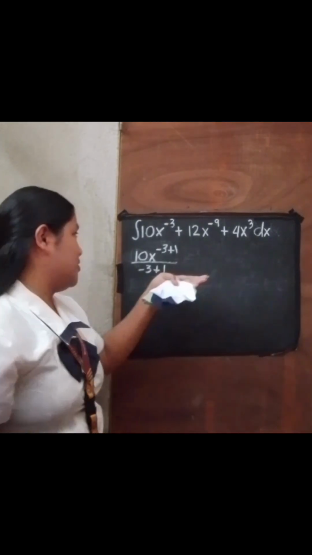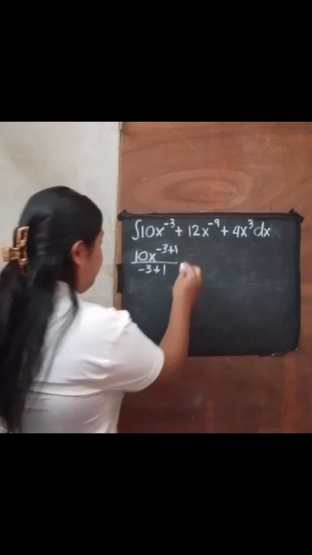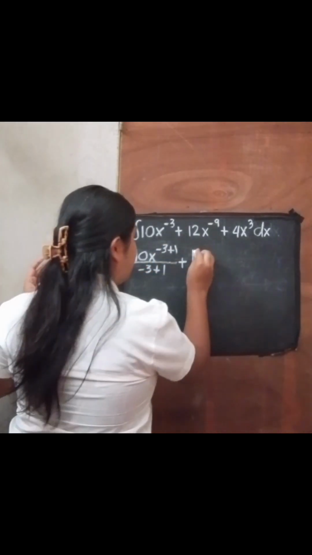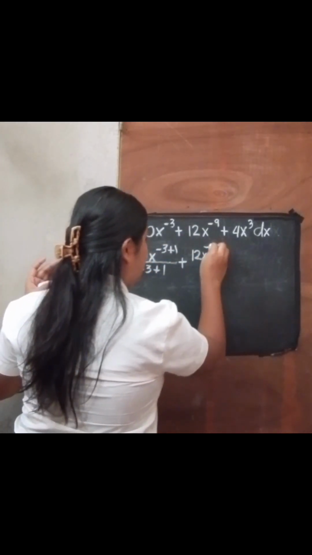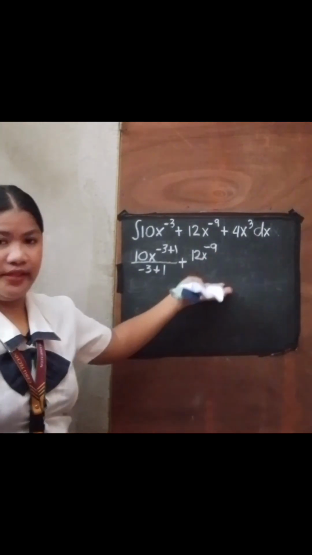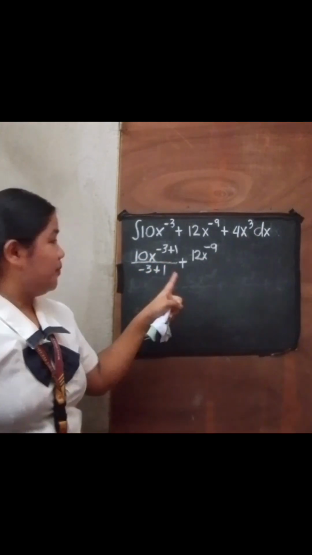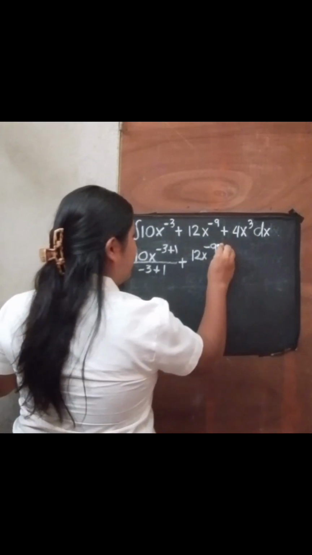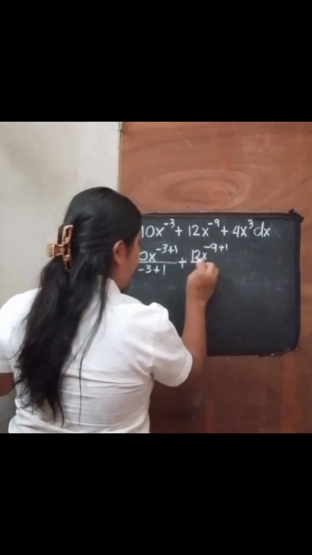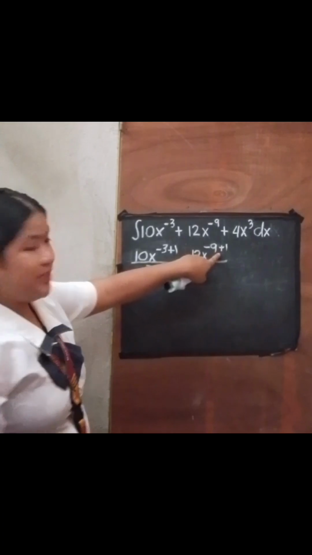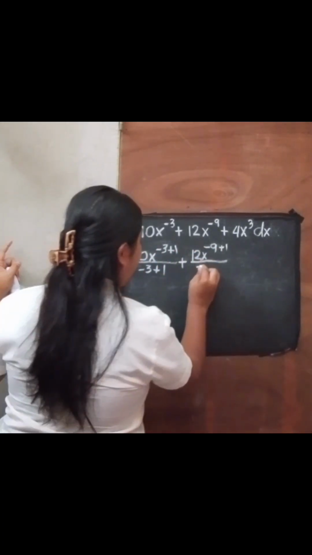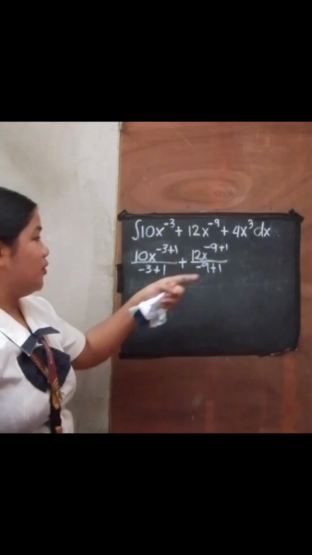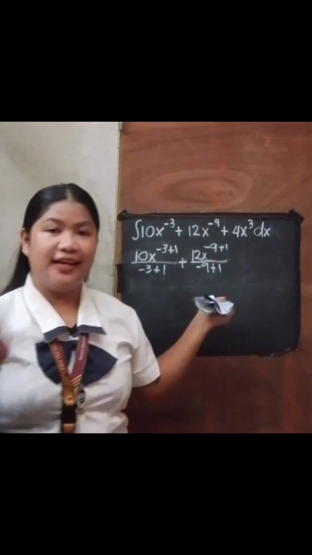So we are done with the first term. Now the second term. For the second term, we have 12x raised to negative 9. Same as the first term, we add 1 to the exponent, so negative 9 plus 1. Then we put it in the denominator: negative 9 plus 1. So we are done with the first and second terms. Now the last term.